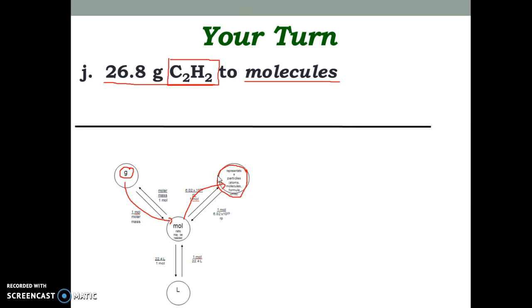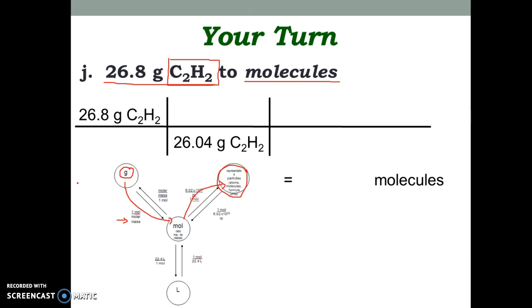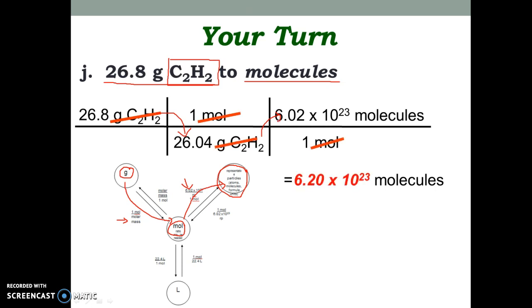Alright, if I'm going from grams to moles, I start with 26.8 grams. Looks like the molar mass is going to go on bottom. The molar mass of C2H2, which is 26.04. Where did I get that? Hopefully your answer is the periodic table. That goes on bottom, 1 mole goes on top. That takes me to moles. Next, I'm going to go from moles to particles. To go from moles to particles, 6.02 times 10 to the 23rd goes on top. 1 mole goes on bottom, so I take this 26.8. I divide by 26.04 and then multiply by 6.02 times 10 to the 23rd. And you should end up getting 6.20 times 10 to the 23rd molecules.